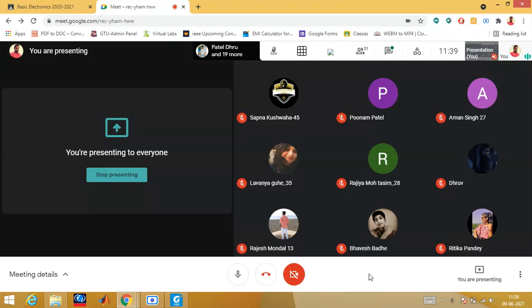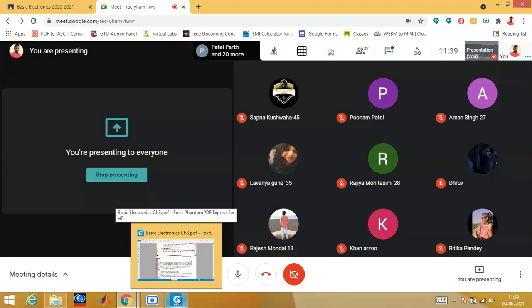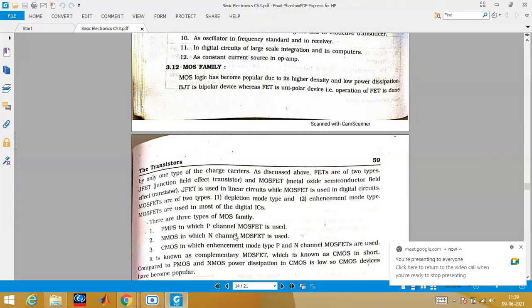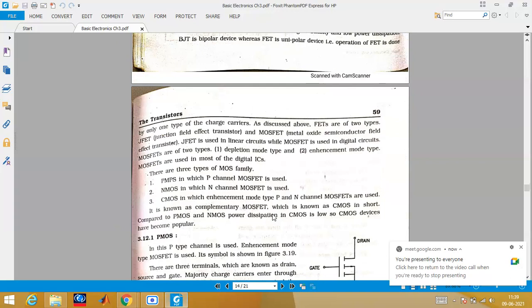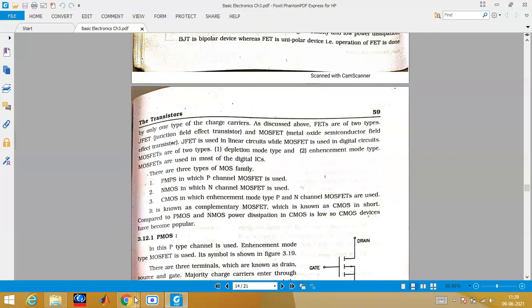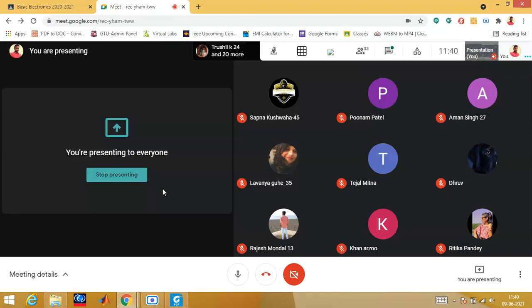Okay, now let us start today's session. Can you all see the screen? Yes, sir. Okay, fine. So in the last class, we were discussing the MOSFET and other things. Today we will be discussing in detail how we can design the basic gates.